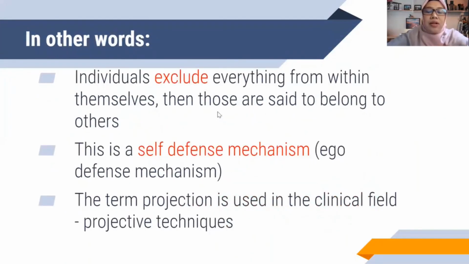In other words, individuals exclude everything from within themselves. We try to avoid embarrassing things by not saying that those embarrassing things are ours. Then we tend to say that they belong to others. This is a self-defense mechanism, or we may also call it an ego defense mechanism.